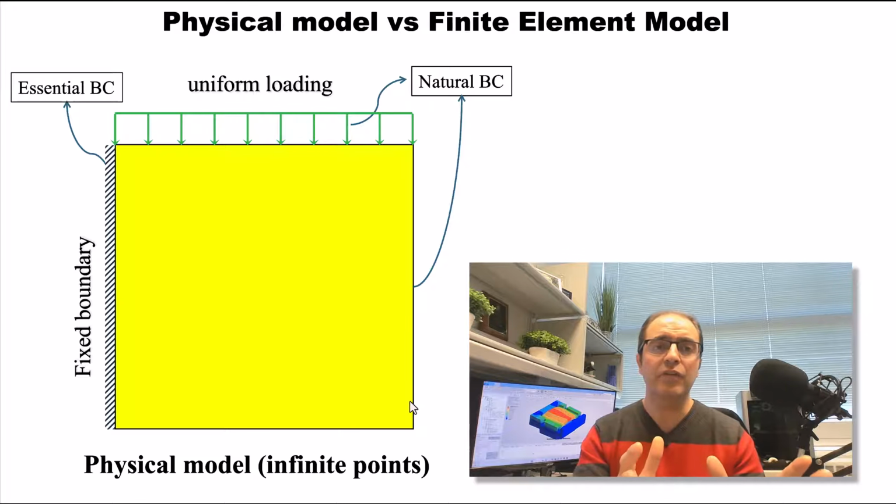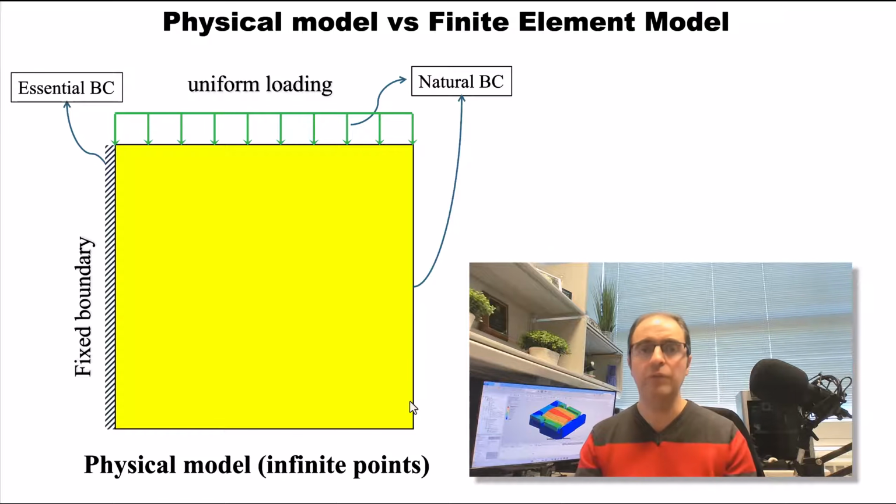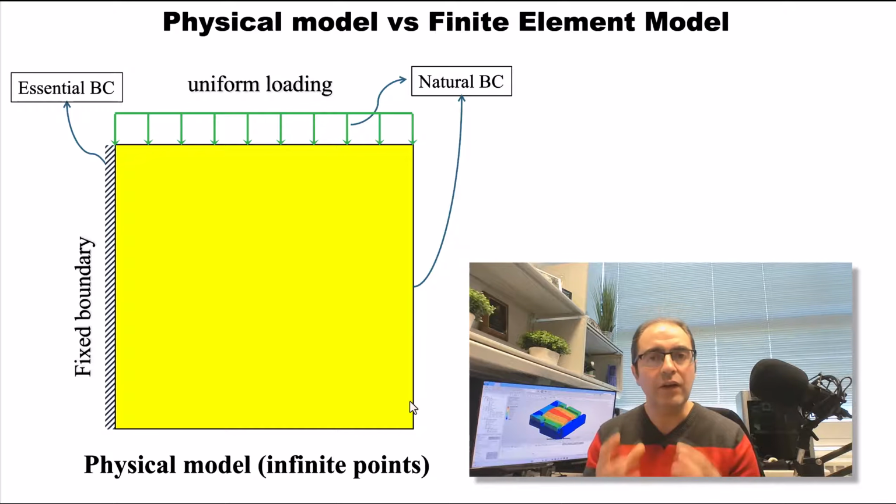If this physical model is simple to solve, we can just do it analytically, and we can just find a closed form. That's when we are lucky, right? If we can actually find a closed form for this problem, that's great. If the geometry is complicated, or the loading or the boundary conditions are complicated, we cannot solve this analytically. So what do we do? We need to solve this numerically.